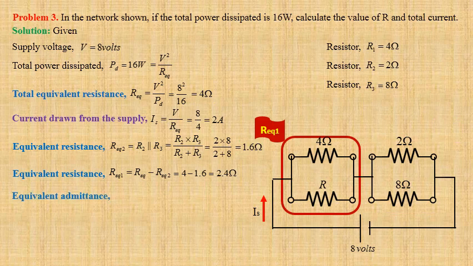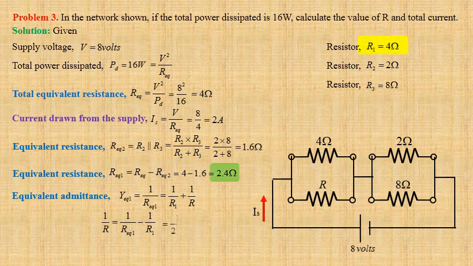Equivalent admittance YEQ1 equals 1 upon REQ1, that is equal to 1 upon R1 plus 1 upon R. Therefore, 1 upon R equals 1 upon REQ1 minus 1 upon R1. Using values we get 1 upon 2.4 minus 1 upon 4, that gives us 1 upon 6 mho. Therefore, unknown resistor R equals 6 ohm.